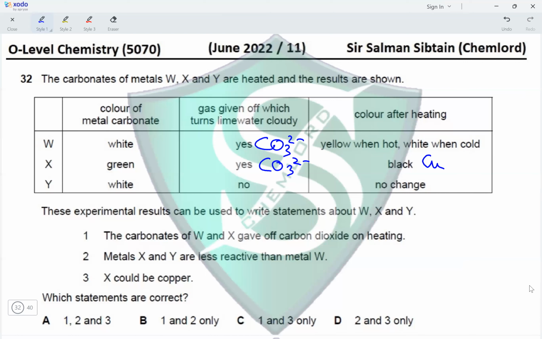Okay, let's look at these statements. The carbonate of W and X, okay, they mentioned carbonate, gave off carbon dioxide on heating. Yes. Metals X and Y are less reactive than metal W. The tests carried out lack evidence of reactivity. So this statement lacks evidence. X could be copper. Yes, X could definitely be copper because copper oxide is black in color. So out of the given options, 1 and 3 are correct, making option C the correct option for this question.